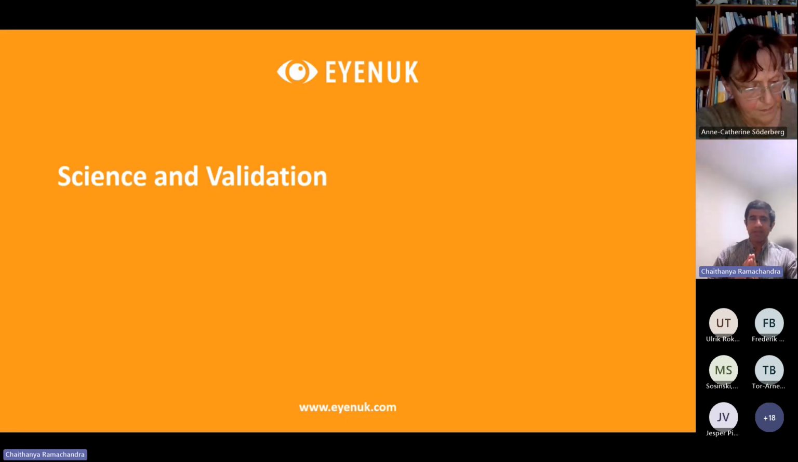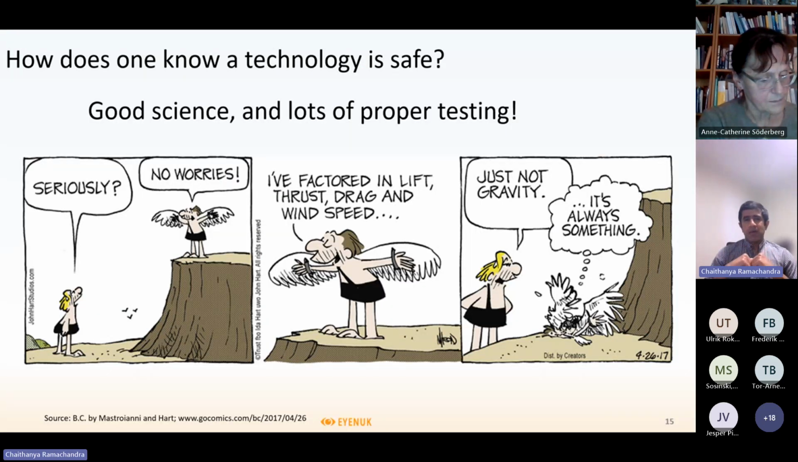I want to take some time and talk about the work that we did to validate the technology. So how do we know that a technology is safe to use? One thing is it needs to be based on really good science. So the foundation must be really good. Once you have that, it needs to be tested. Of course, tests can go multiple ways, as our friend here found out.